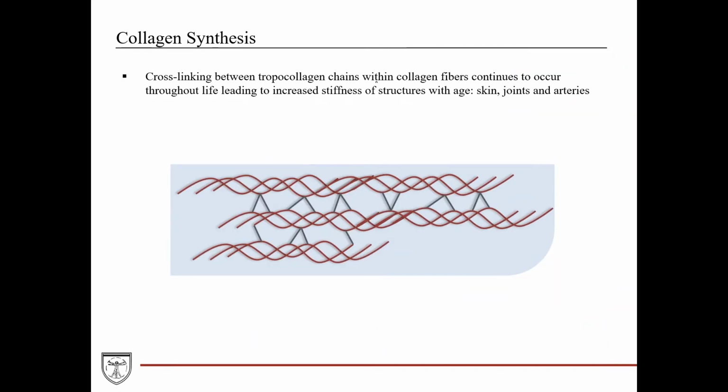Cross-linking between tropocollagen chains within collagen fibers actually continues to occur, so you continue to get more of these cross-links throughout life, and it leads to increased stiffness of structures that contain collagen with age.